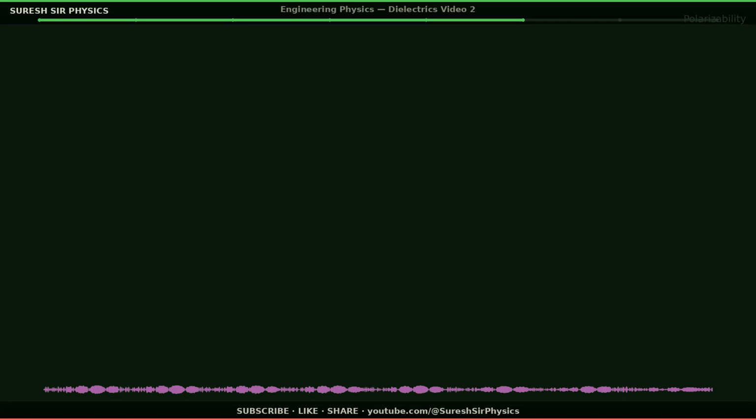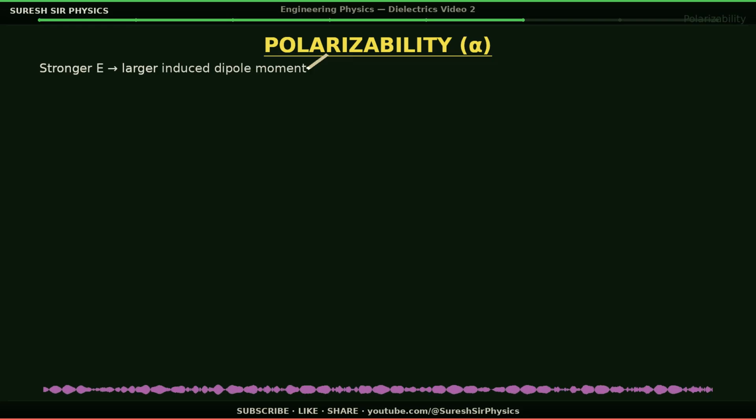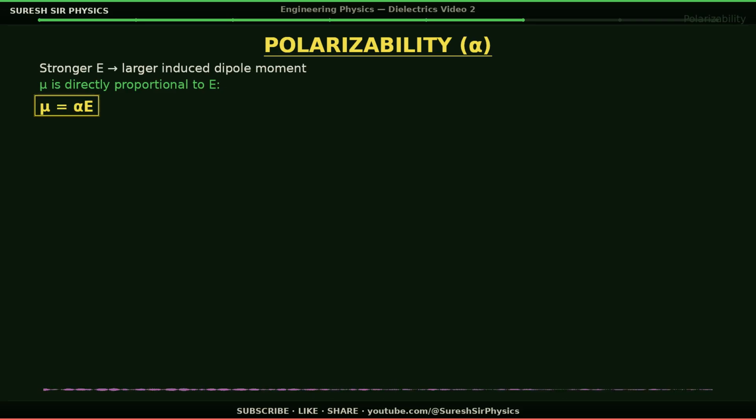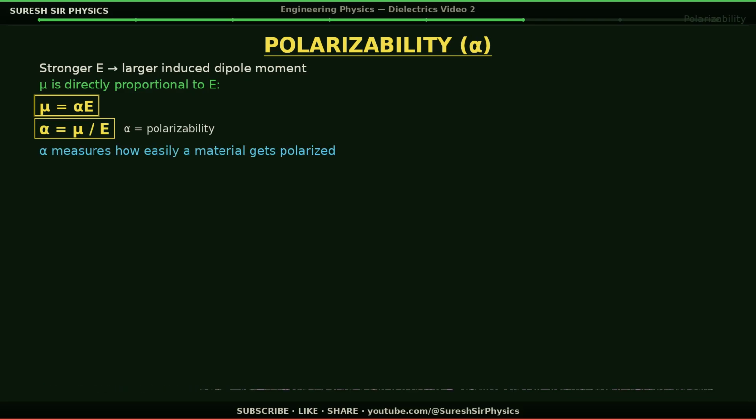Next, polarizability. It is denoted by alpha. When the strength of the electric field is increased, the strength of the induced dipole moment is also increased. The dipole moment is directly proportional to the applied field. Mu is proportional to E, implies mu equals alpha E, where alpha is a constant of proportionality called polarizability. Alpha equals mu over E.